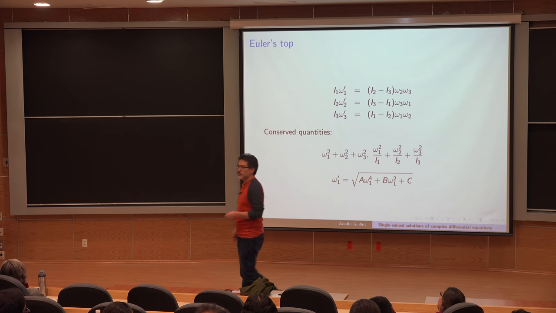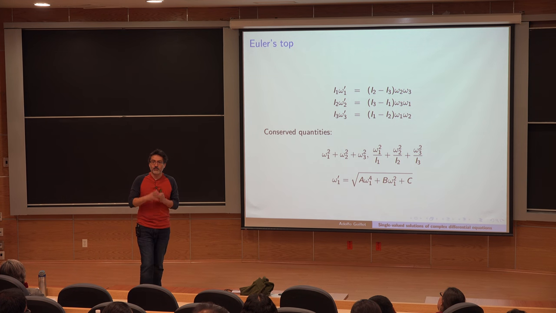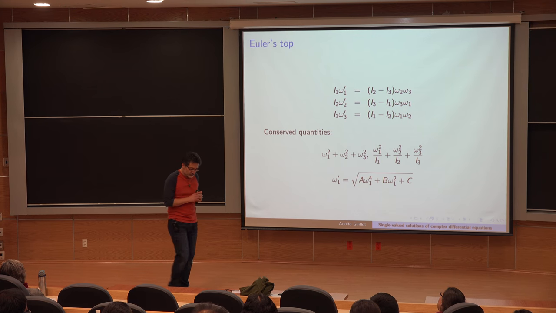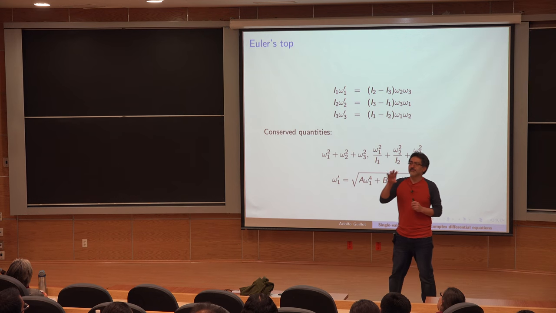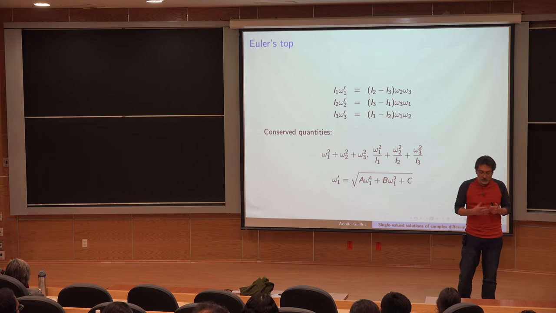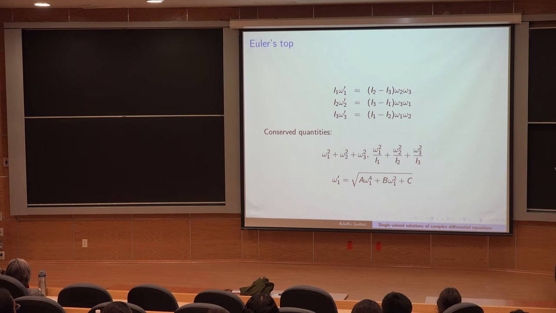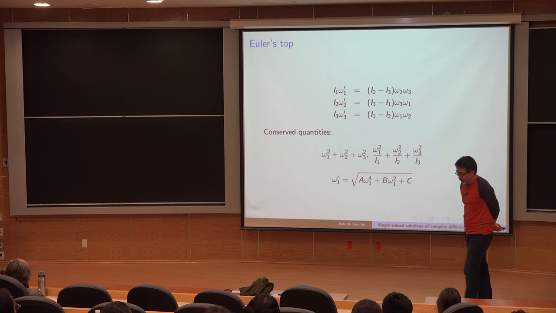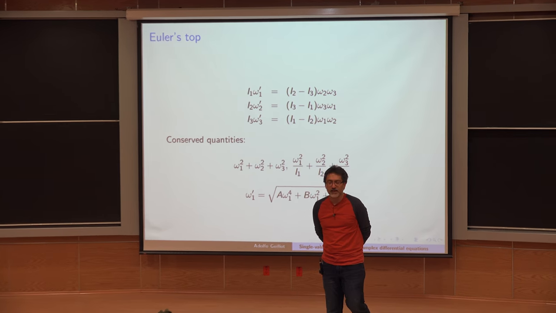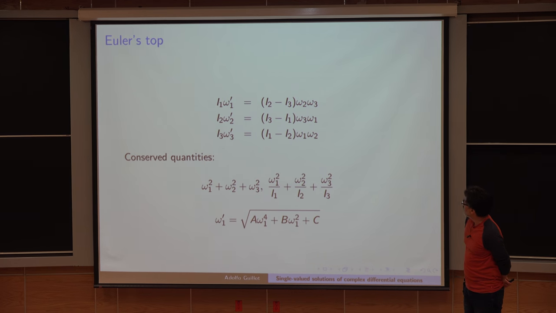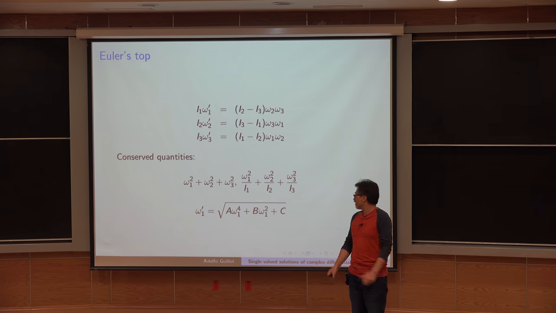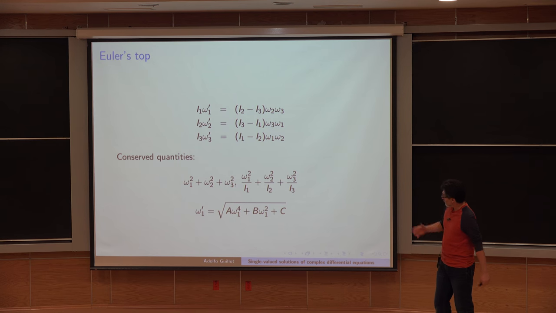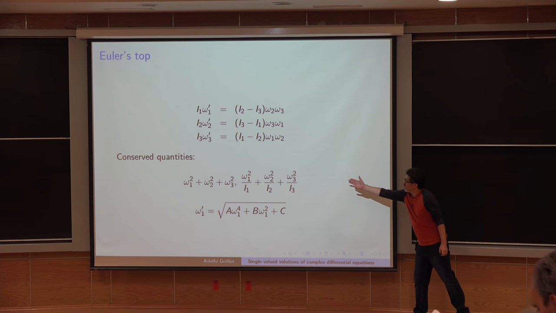And when you look at the evolution of the angular momentum of the body with respect to some particular fixed coordinates linked to the solid body, you find this differential equation. So omega 1, omega 2, omega 3 are the components of this angular momentum. We have some constants, I1, I2, I3, that depend on the size, on the shape of the body. And then we have some conserved quantities, quadratic forms.